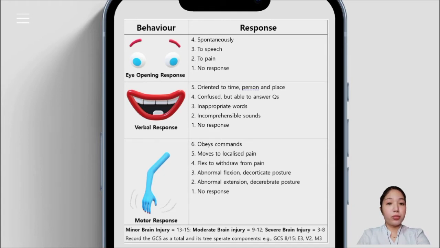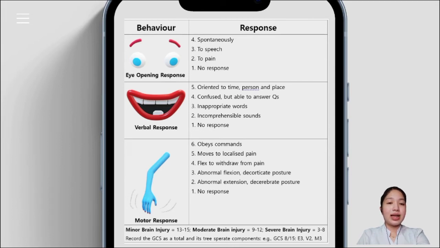And last, for motor response. It is designed to determine the patient's ability to obey a command and to localize and withdraw or assume abnormal body positions in response to painful stimulus. Score number 6 is classified as obeys command. The patient does simple things as asked. Score number 5 is classified as moves to localize pain. Purposeful movements towards painful stimuli. Example, hand crosses midline and gets above clavicle when supraorbital pressure is applied.